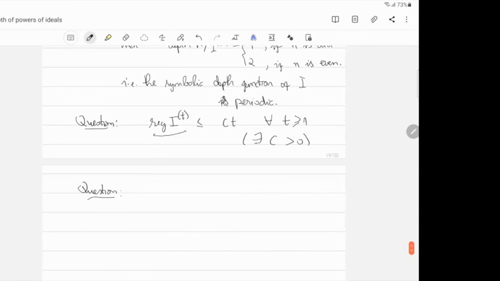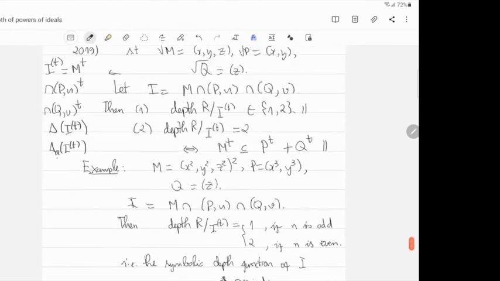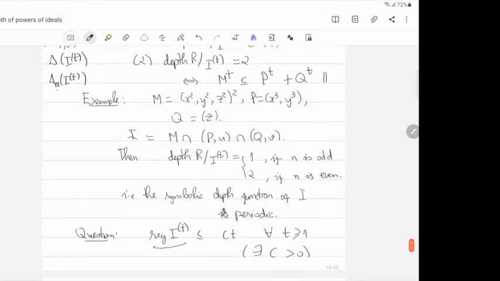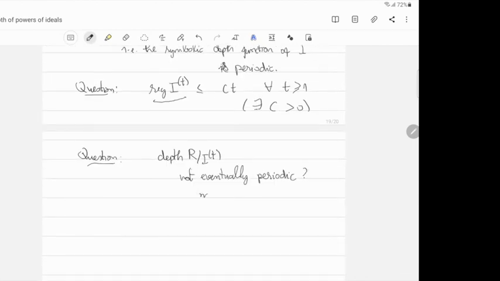More relevant to that is the question whether this function can be not eventually periodic. This I think is also very interesting. We do not have any example, and the problem is that our techniques here are only for monomial ideals. For this, you have to work with non-monomial ideals. Yes, we do not have too many techniques to do that. So there are many other questions on symbolic powers. People are still looking at these questions.